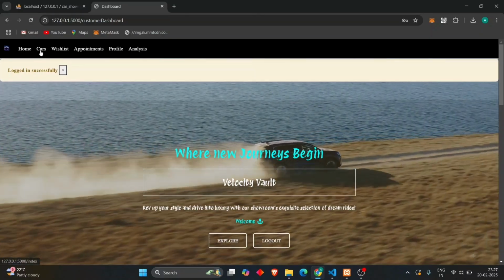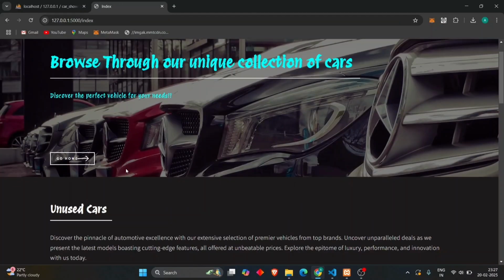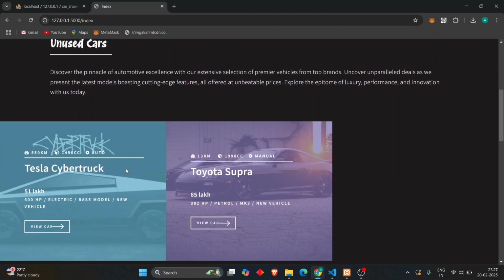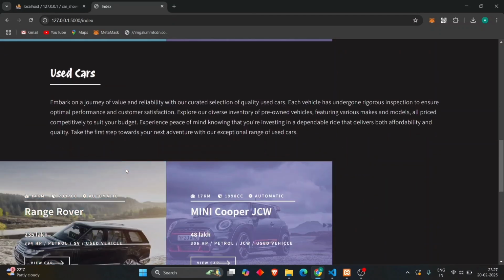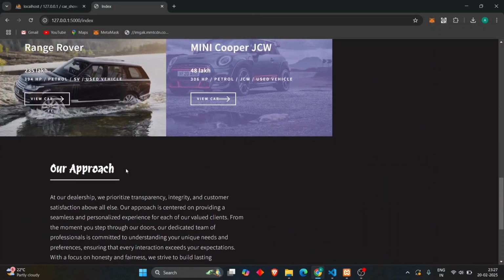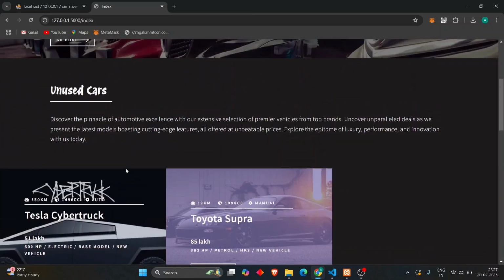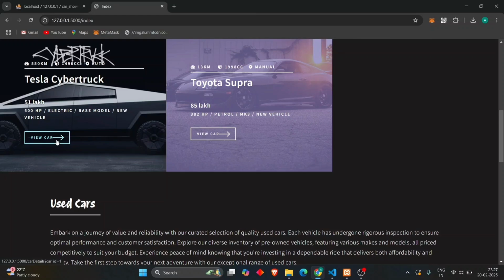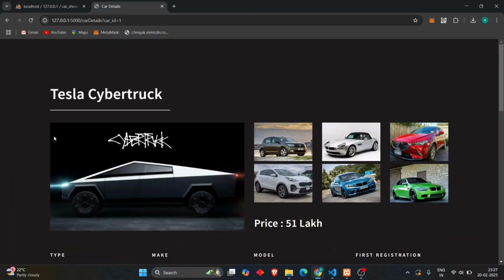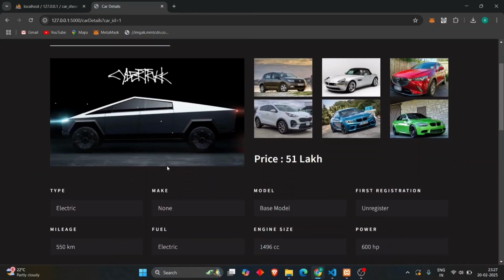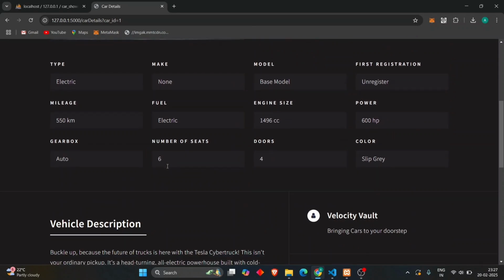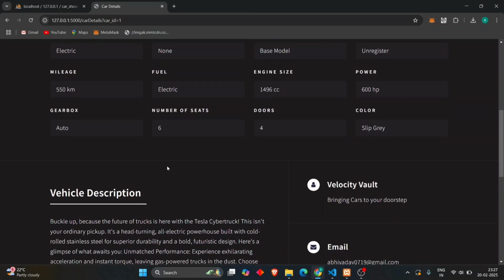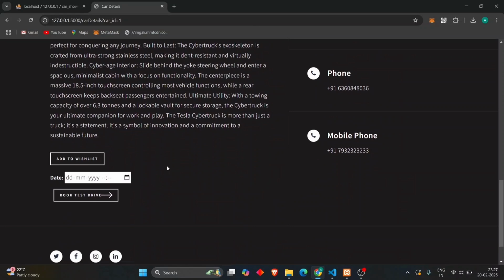So moving on to the car section, we have two sections: one is the unused cars, that is the new cars, and one is the used car section. So this is the catalog page for that, and let's buy a Tesla Cybertruck over here. This redirects us to this page wherein all the details of the Tesla Cybertruck are given, and the vehicle description is given over here.